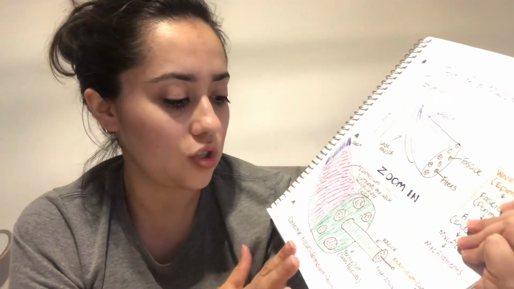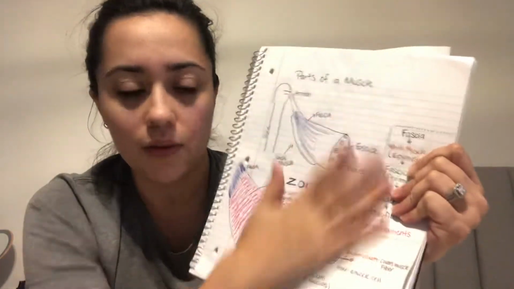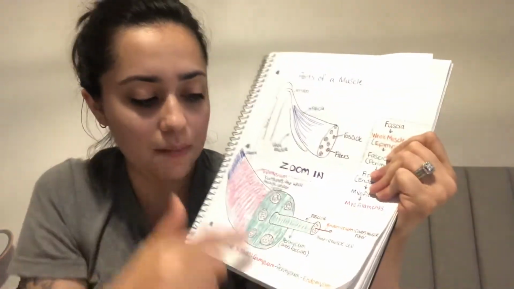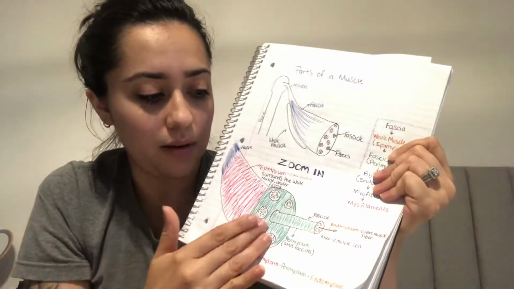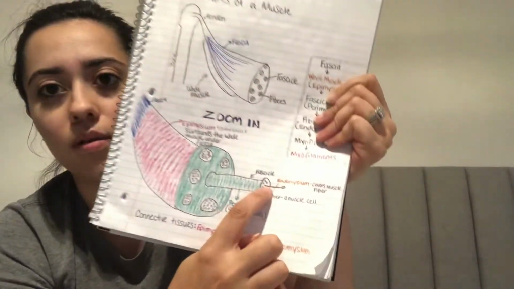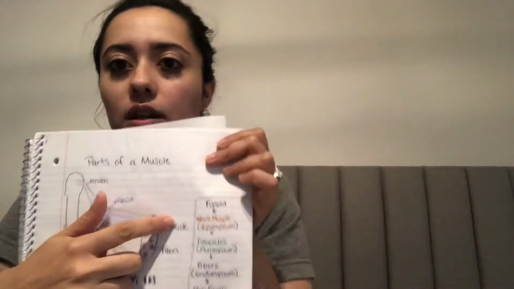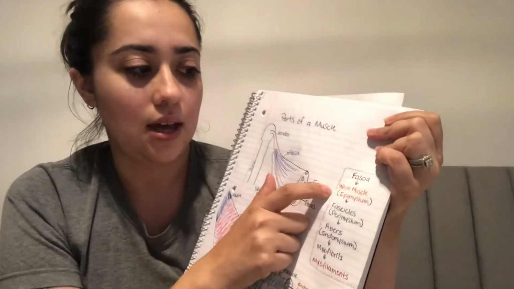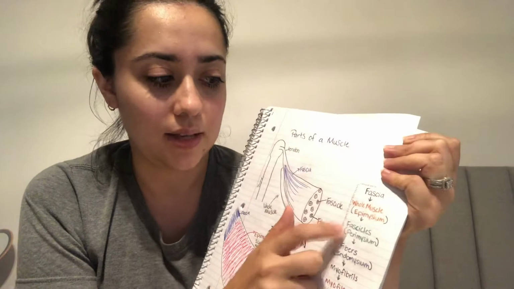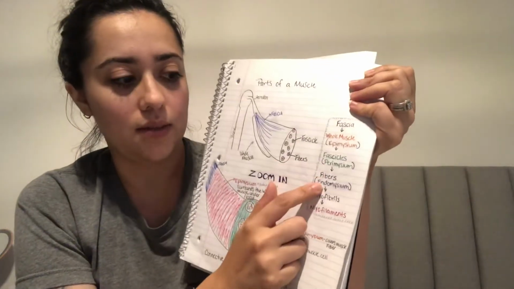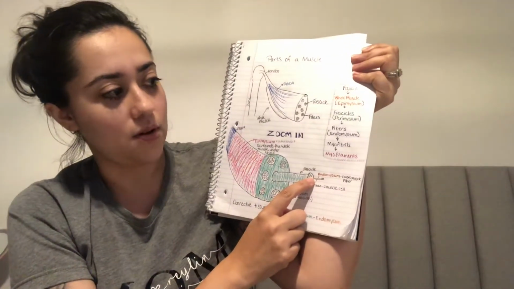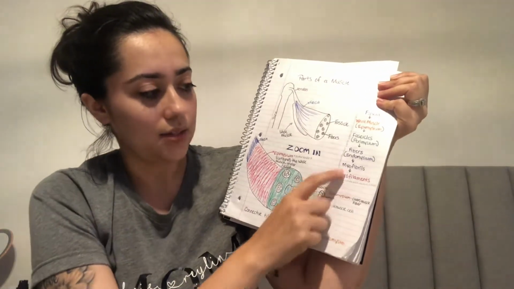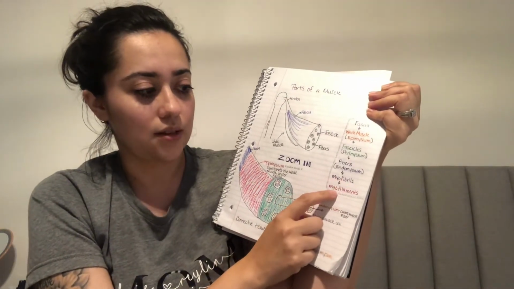So the connective tissues of the muscle are the epimysium, the perimysium, and then the endomysium. And then as we break it down here, we have the fascia, and then we have the whole muscle, which is the epimysium, the fascicles, the perimysium, and then the fibers are the endomysium. And then inside the fiber, we'll break down to the myofibrils and the myofilaments.